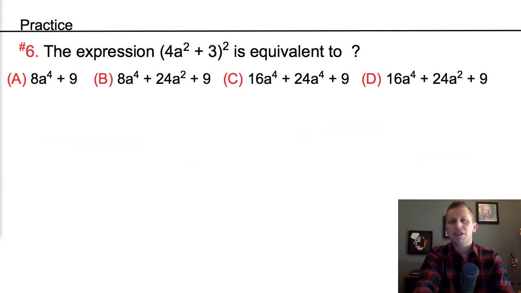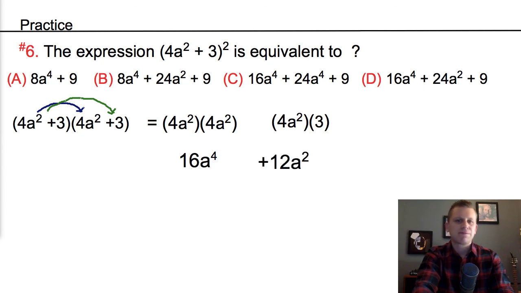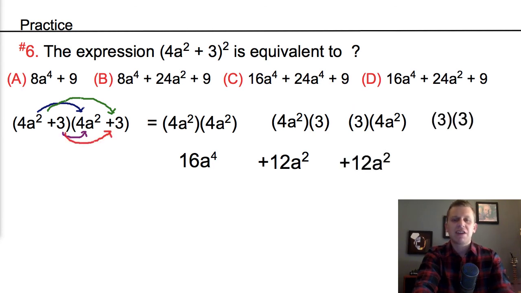Here, I want to figure out what this expression is equivalent to. Well, of course, rewrite it. Take the first terms. 4a squared times 4a squared. When you multiply things with the same base, add the powers, but don't add 4 and 4. Those are regular numbers, they're not powers. 4 times 4 is 16, 16a to the 4th. Outer terms. 4a squared times 3 is 12a squared. Inner terms. Same product, just written in a different order. 12a squared. And the last, 3 times 3, that's easy.